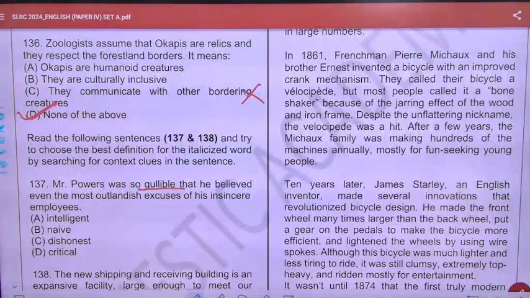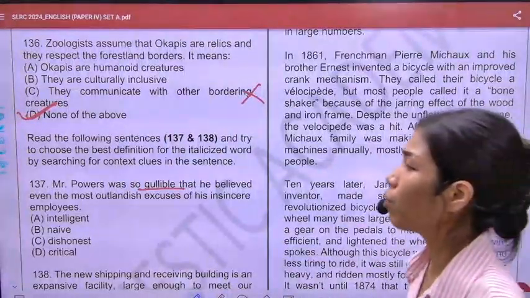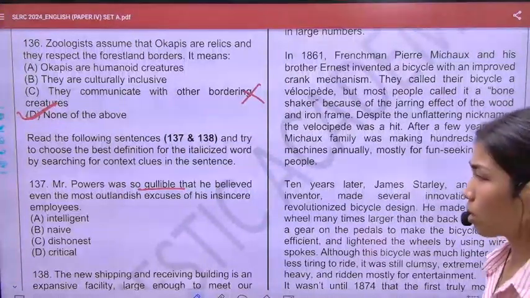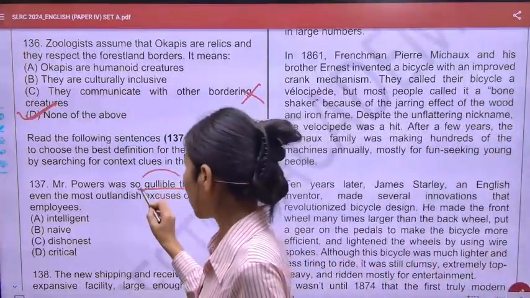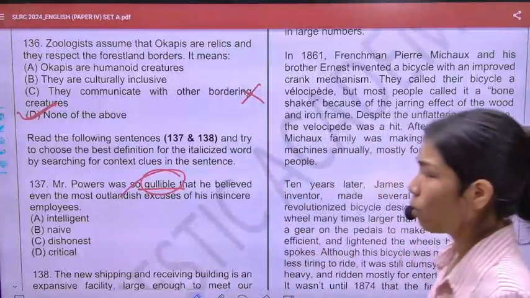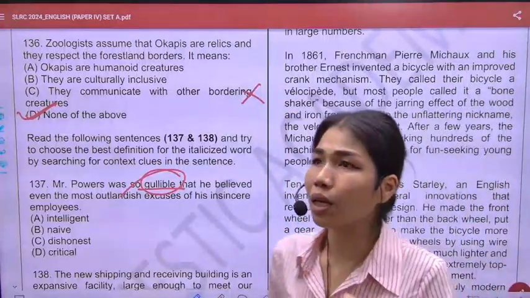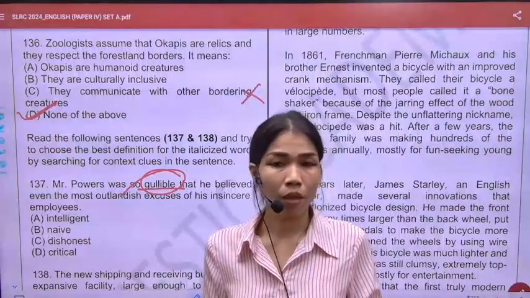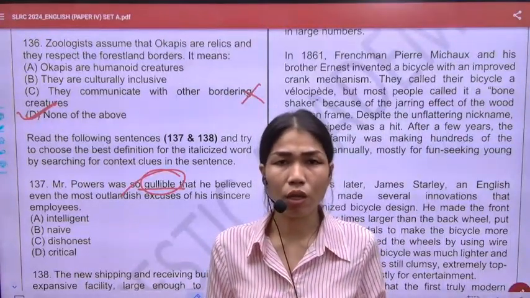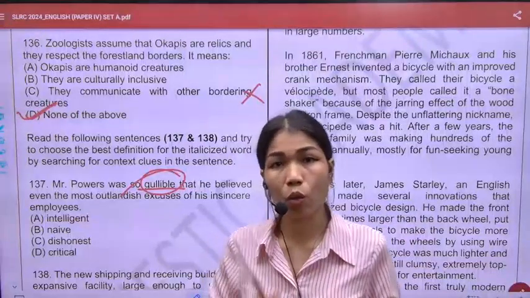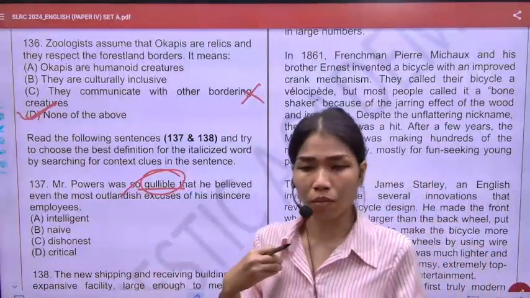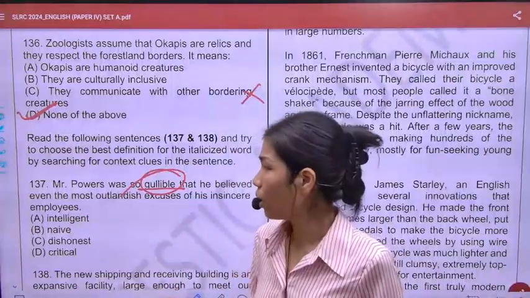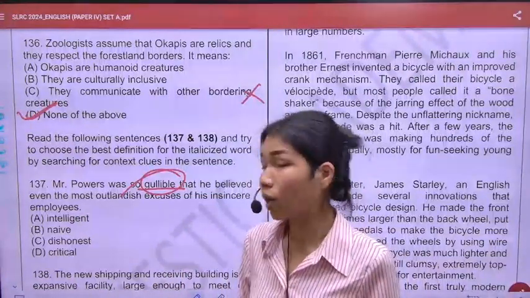So Mr. Powers was so gullible that he believed even the most outlandish excuses of his insincere employees. Okay? So now they are asking what is the meaning of the word gullible. Gullible means anyone who can be influenced by anyone very easily. For example, if you meet someone and you say something very bizarre to them and they accept it without thinking or without taking any logical idea about that, they will just believe you.